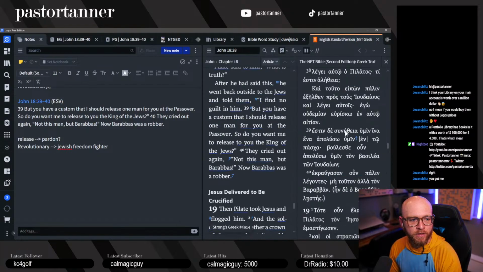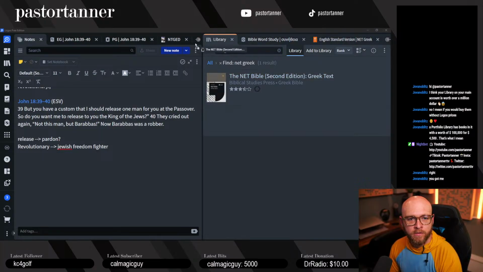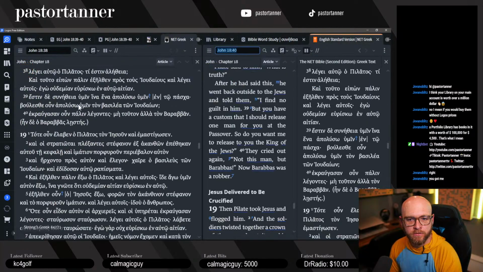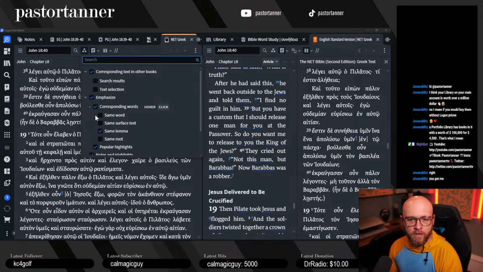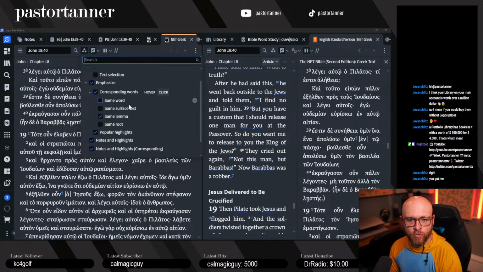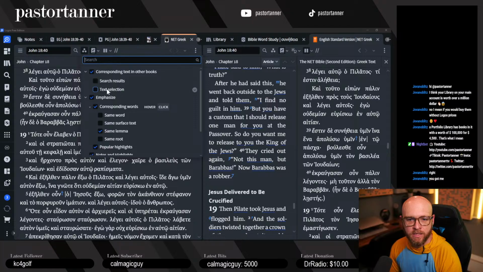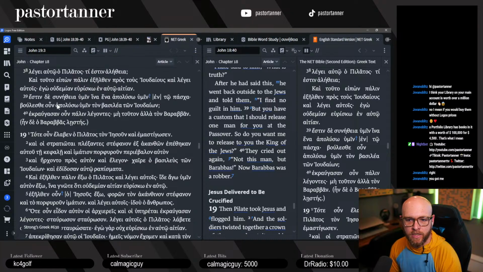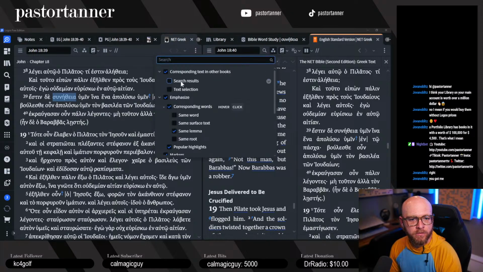I thought it would grab it here. Not sure what I did wrong. Let's see if we'll go resource to resource. Where's our custom word? We have a custom. It's not highlighting. But anyway, this is how you typically do it. Emphasize. Same word, click. Corresponding text in other books. Text selection. That's what I needed. So I probably need it here too.